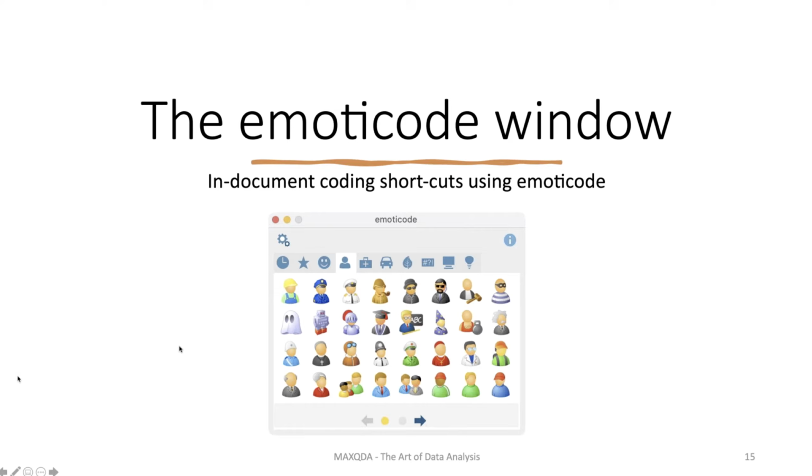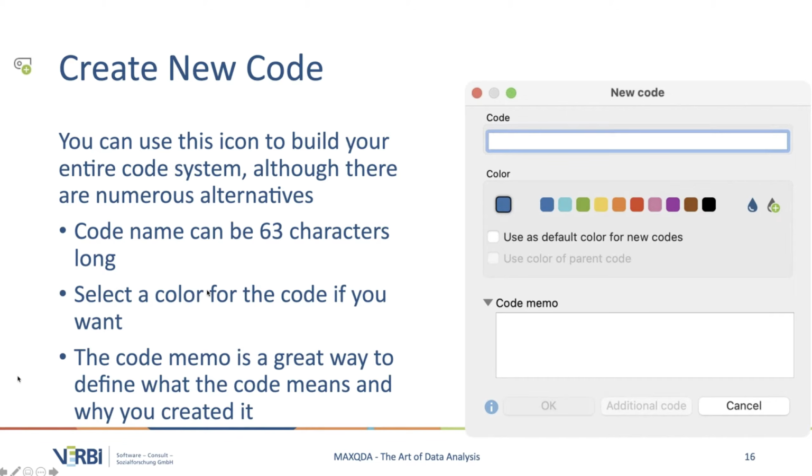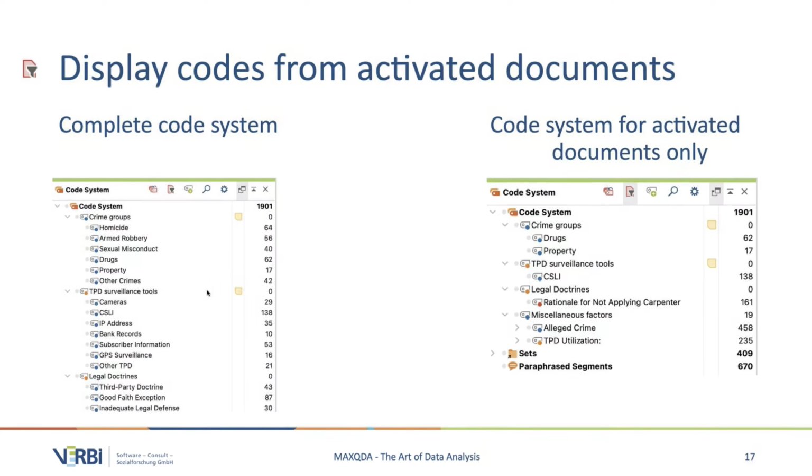We've talked about the idea of creating new codes, but it's important to realize that when you click on that, this is what you're going to get: that new code window to build your entire system. Your code names can be 63 characters long. You can select a color for the code if you want. If it is a subcode, you can have it use the color of the code that's its parent or above it. And you can add in a code memo so that you can define what the code means and why you created it. Fairly simple. We'll do this live again as well today.